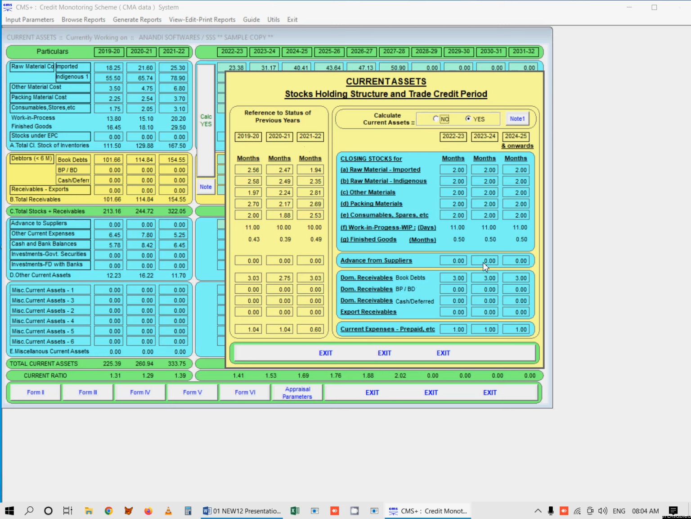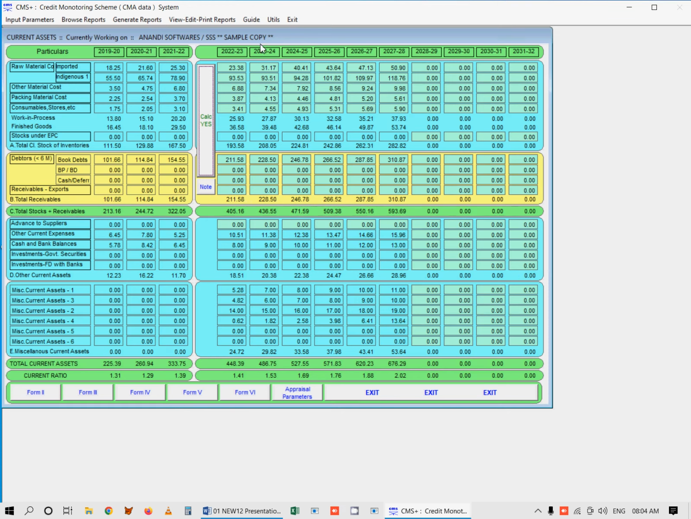Taking a clue from here, just enter the holding period intended for each category of current assets, with the flexibility of adopting varying holding structure for first year of projection, that is current year, second year, that is next year, and third year as following year onwards. As you exit this screen, you will find all the workings placed separately for each category of current assets.